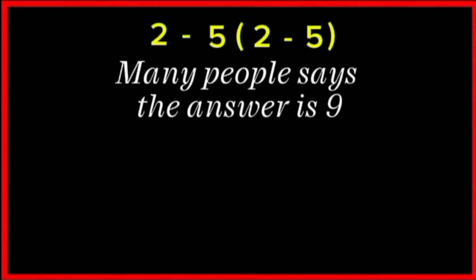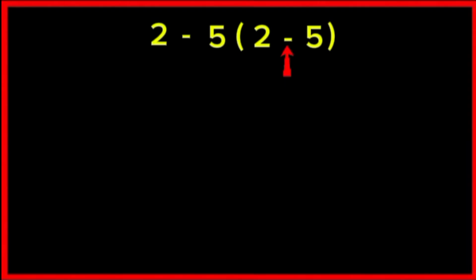Why? Because they rush to solve 2 minus 5 first, which gives negative 3, and then they multiply negative 3 by negative 3 to get positive 9. Sounds correct, right? Well, that answer is completely wrong. And this is exactly why understanding the order of operations is so important in mathematics.